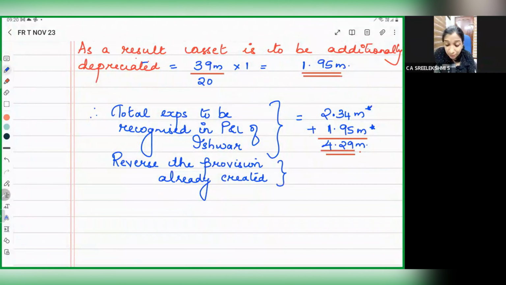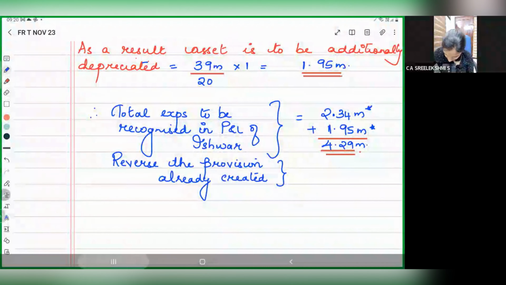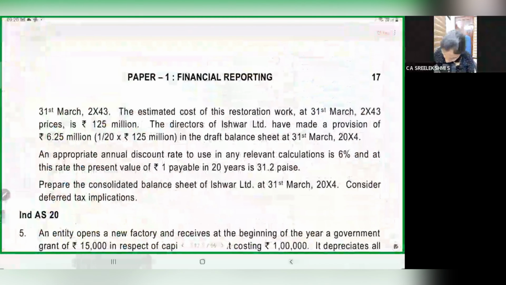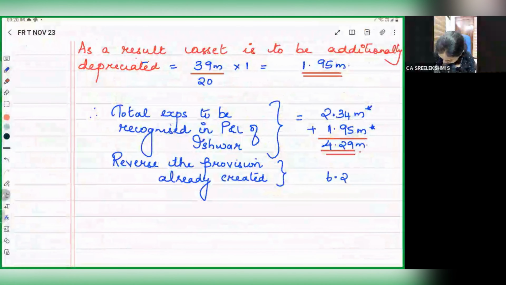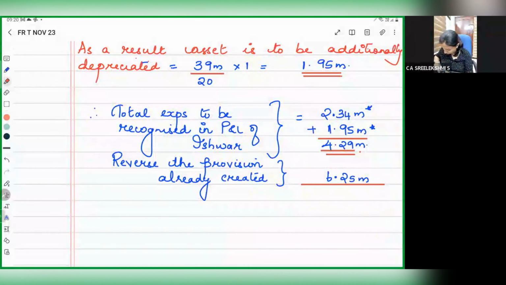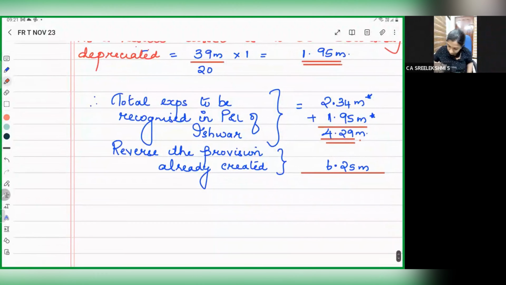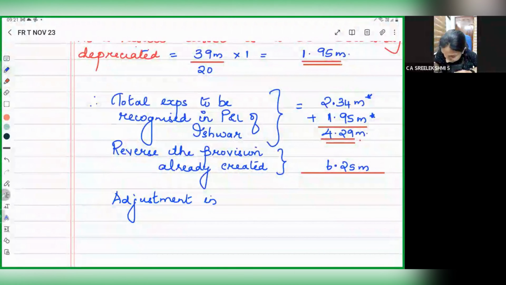If we are reversing the provision already created, the provision which we have already created was 6.25 million. So 4.25 million should come as expense, but 6.25 as a result. Adjustment in P&L. In P&L, required.